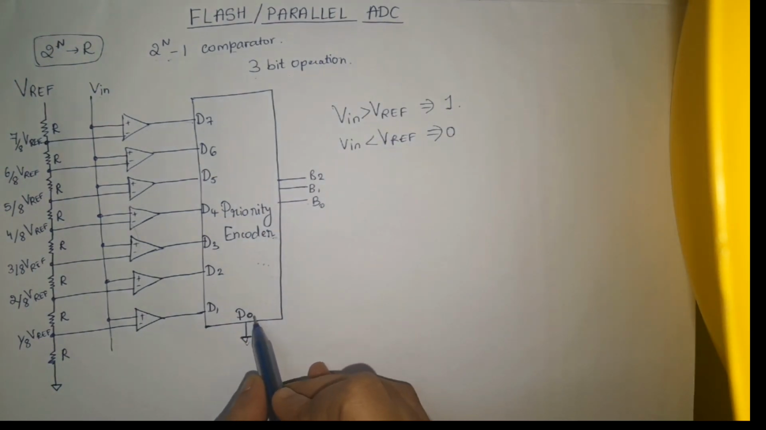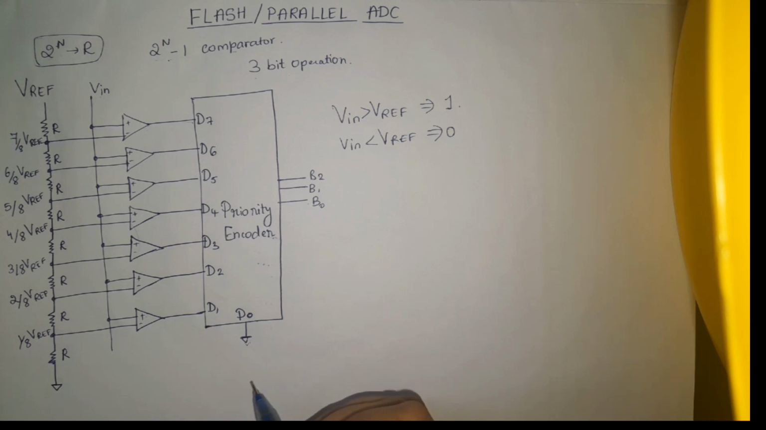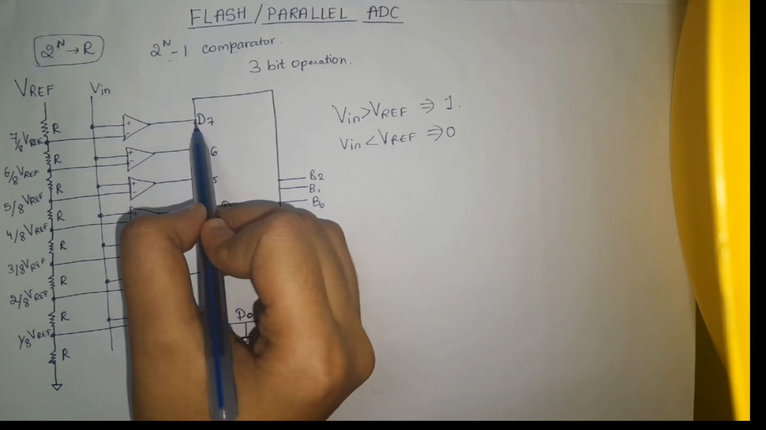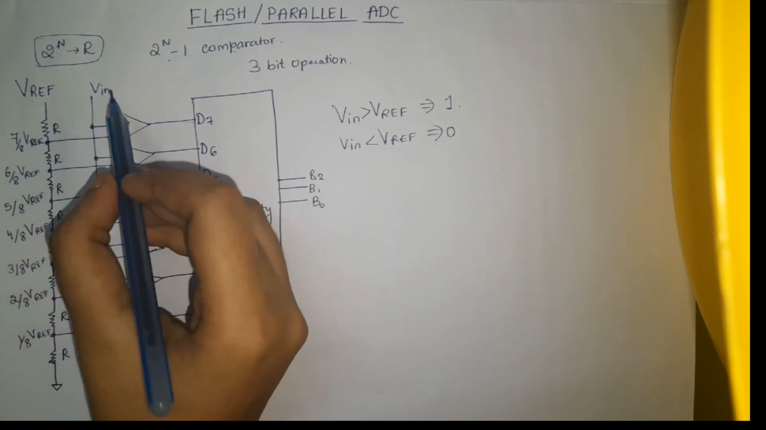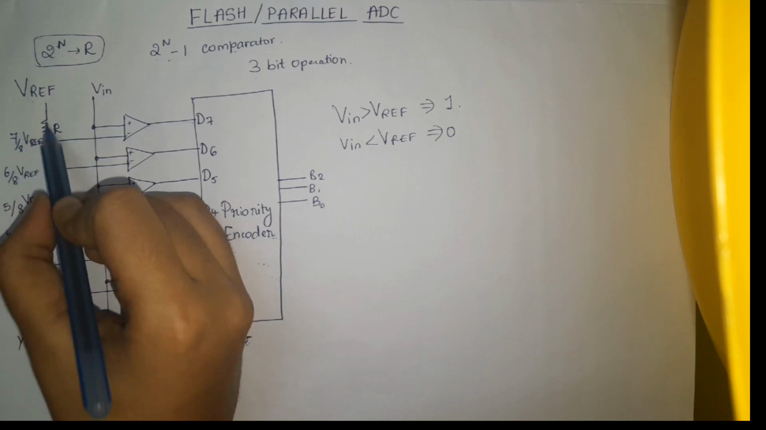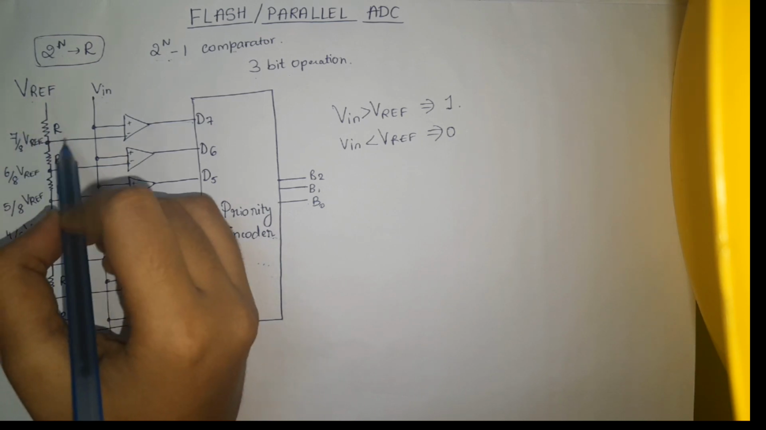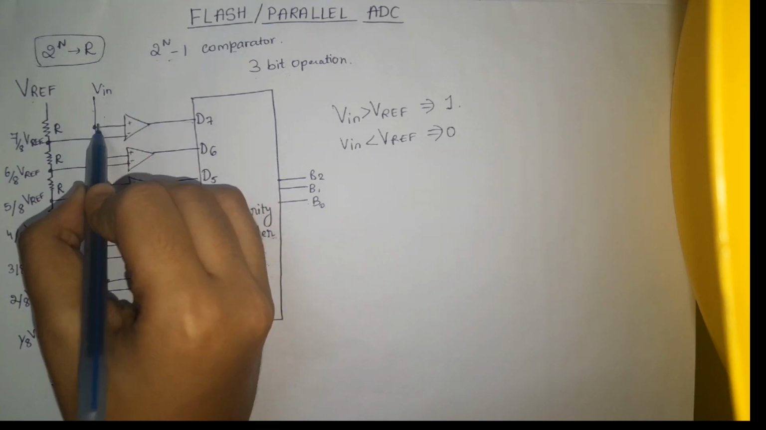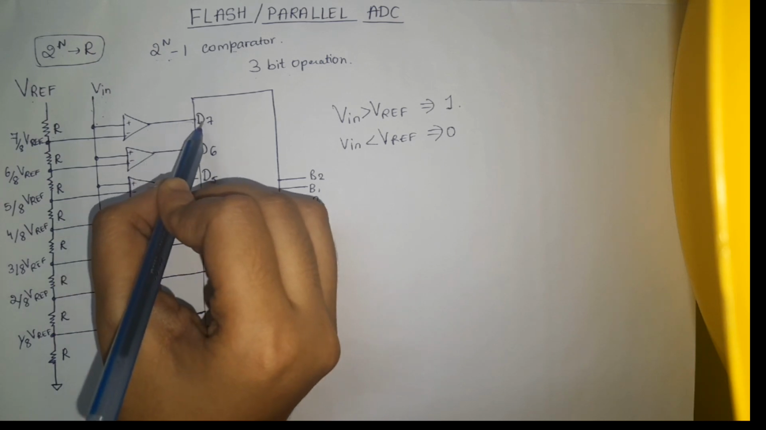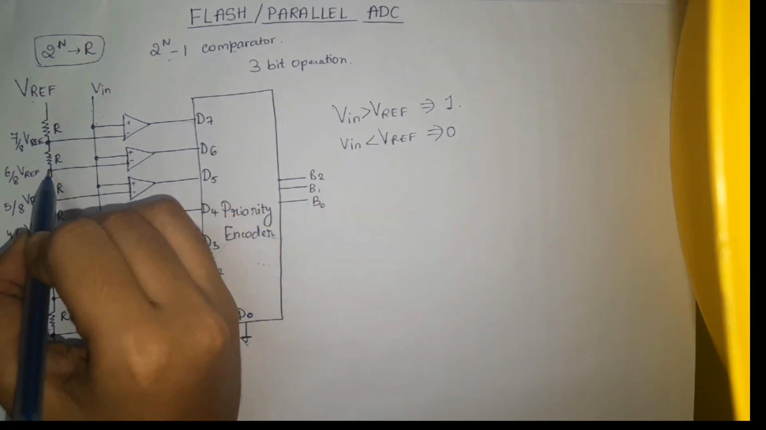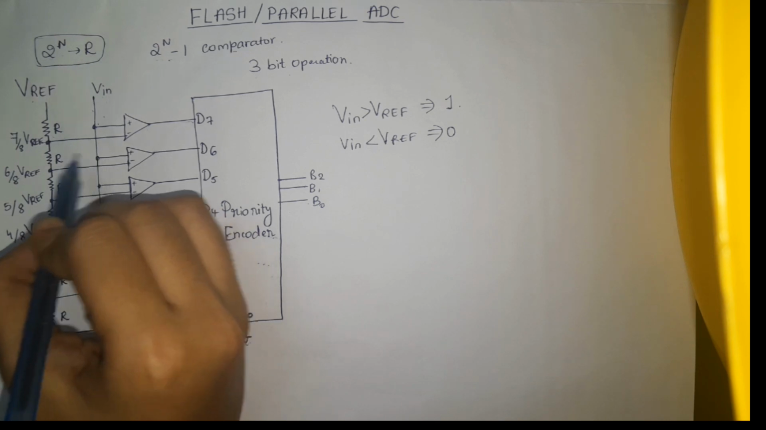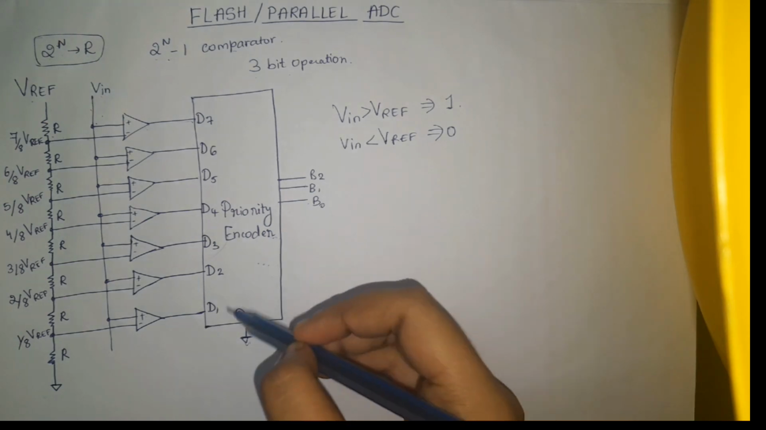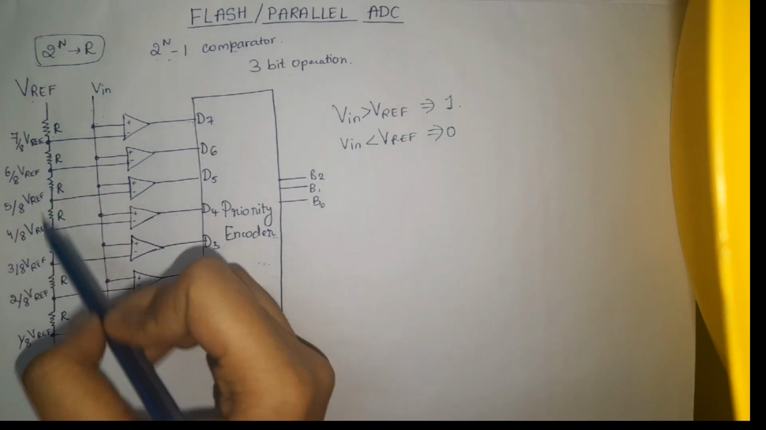However, D0 is always 0, and based on the given value of V reference, it will compare and then give the output. For example, if V reference is 8 volt and Vin is also 8 volt, here the 8 in the resistance ratio will get cancelled, and here it will be 7 by 8, so it will compare 8. Okay, Vin is greater than that reference, so the output D7 will be logic high. Similarly, here also 6 by 8 is less than 8 volt, so the logic will be high. Similarly, all are 1, 1, 1, and this will be 0. In such ways we have to solve this.